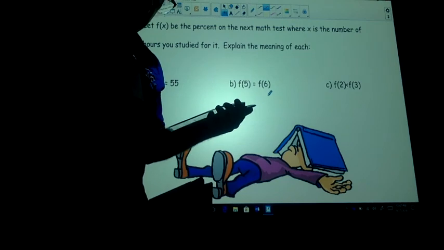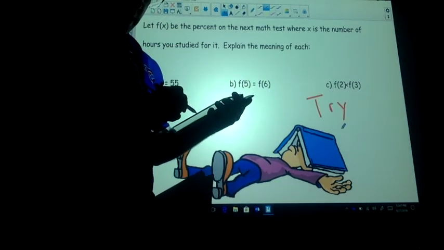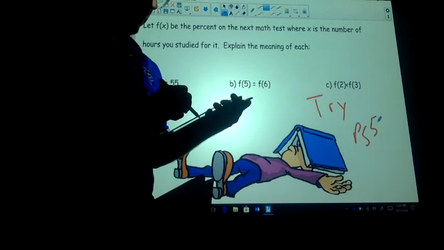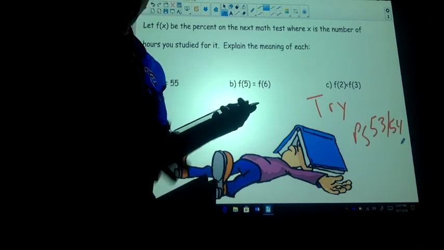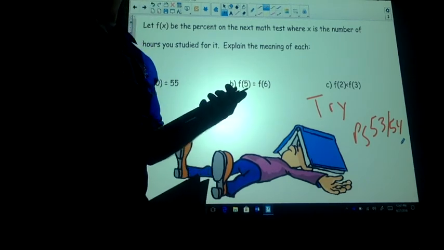So 51, 52. I would like you to get a good try on page 53, 54. A good try. Does that mean it's totally done? No, it means you come in with questions, right?